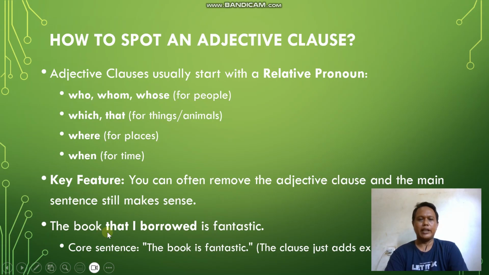Example: the book that I borrowed is fantastic. "That I borrowed" is the adjective clause. But when we remove "that I borrowed" from the whole sentence, we can still understand the meaning. The book is fantastic. So when we remove "that I borrowed", the sentence becomes "the book is fantastic". So we still have meaning. The sentence still has meaning and we can understand it.